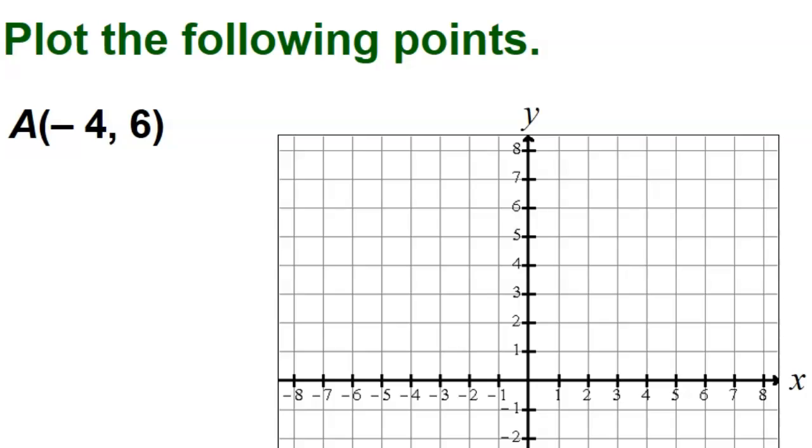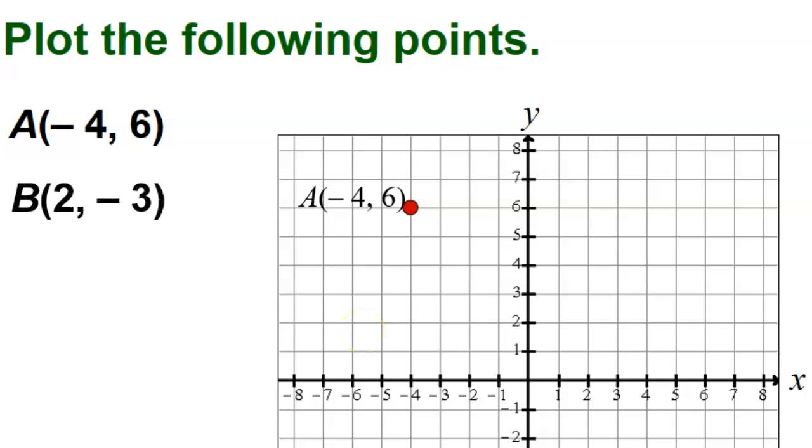Negative 4, 6. How do you think we're going to move for negative 4, 6 now? So from the origin, negative 4. Do we move to the right or do we move to the left? So the negative means we move to the left. How many units? 4 units. And 6 up. Alright, so that's negative 4, 6: from the origin, 4 units to the left and 6 units up.